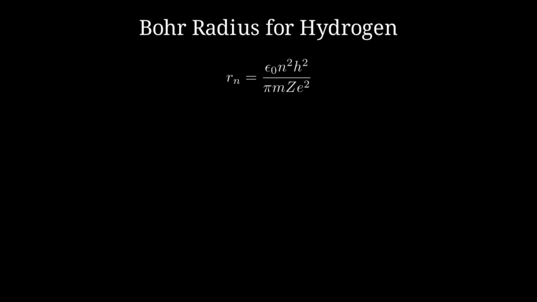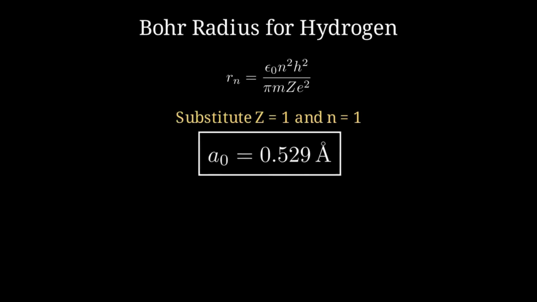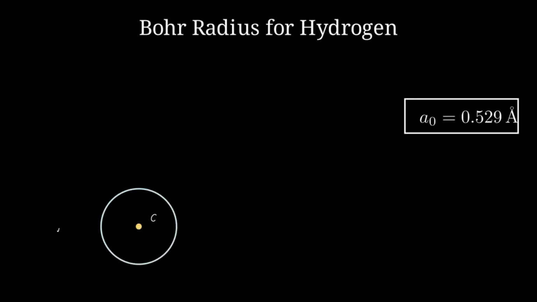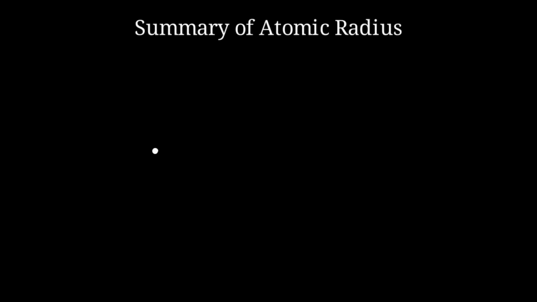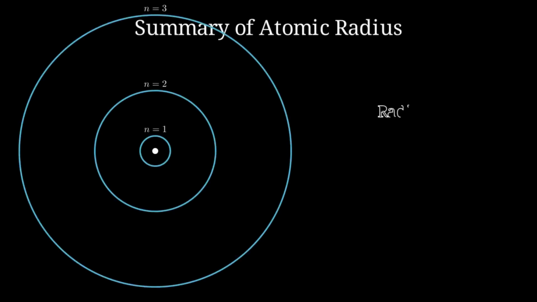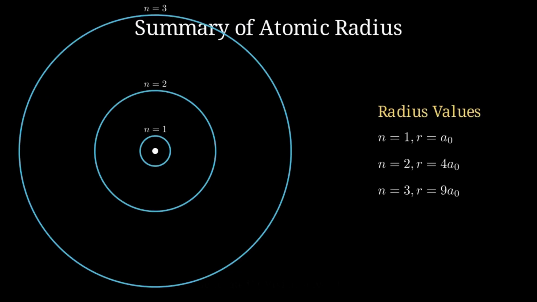For a hydrogen atom where Z equals 1, the smallest orbit, the ground state, results in a value known as the Bohr radius, which is approximately 0.529 angstroms. In summary, Bohr's model explains that electron orbits are quantized and their distance from the nucleus grows quadratically as the principal quantum number increases. This concludes our derivation.